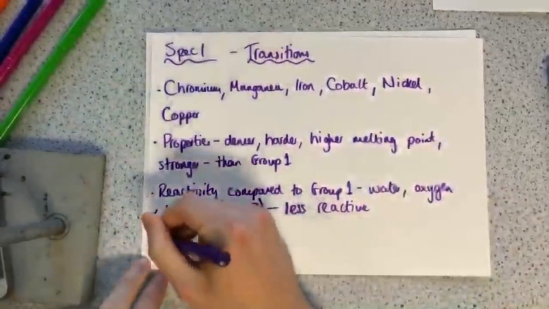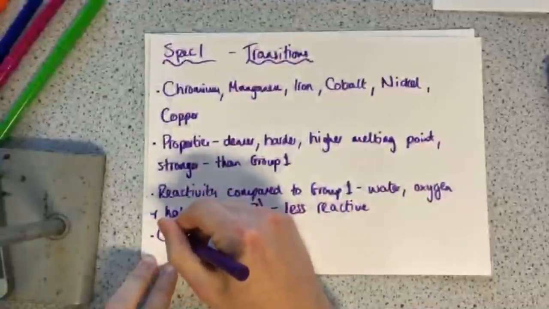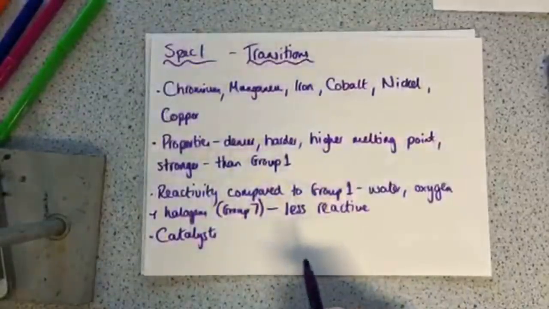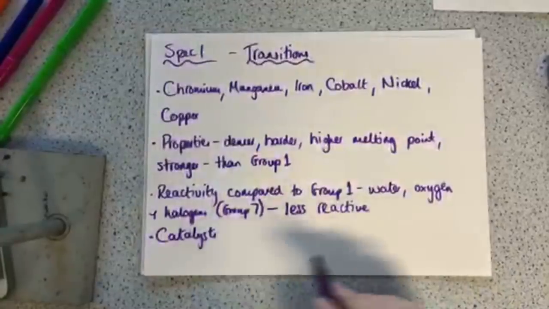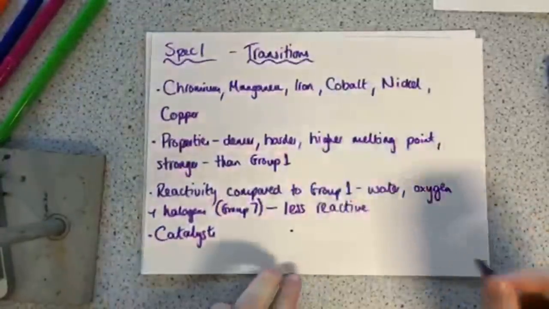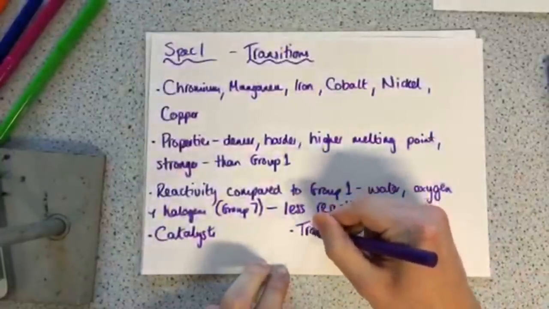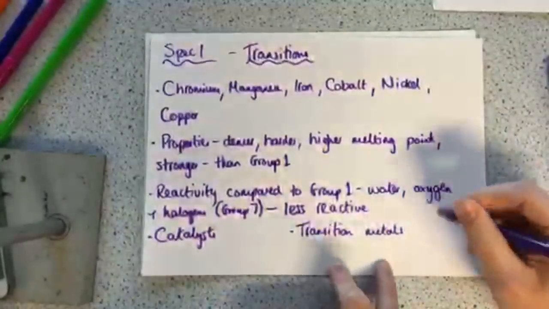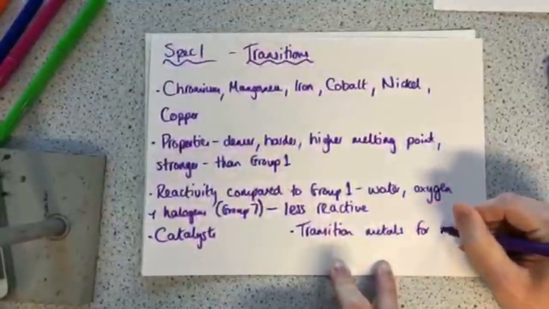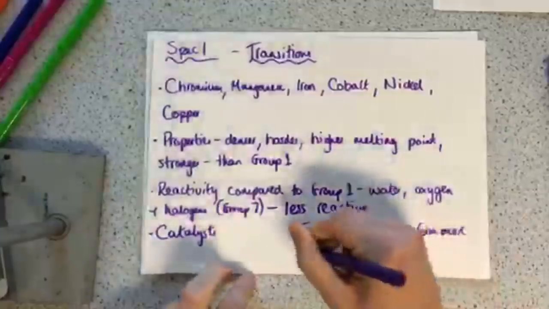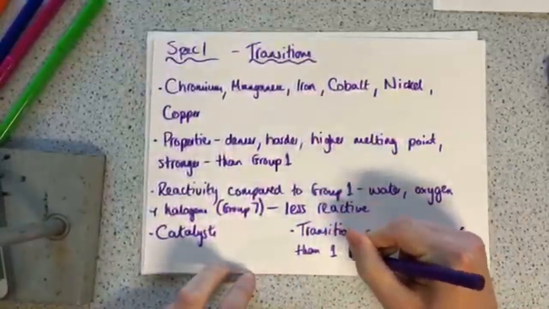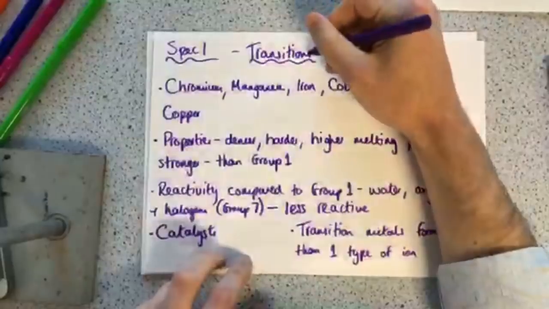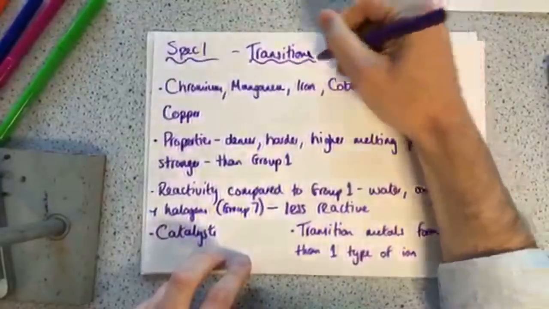And a couple more things you need to be aware of are some uses. Transition metals are useful as catalysts. I enjoyed scaring my classes doing a catalyst practical. Transition metals are often used as catalysts, to speed up reactions. And you also just need to be aware that transition metals form more than one type of ion in some cases. I've written transitions at the top, so let's give it its proper title, transition metals, there we go.